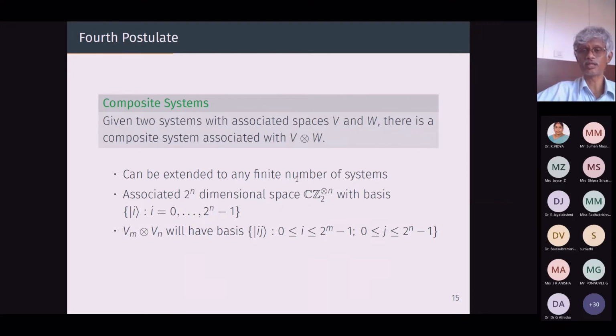Then this ket |φ_ij>, where i is ranging from 0 to 2^m - 1 and j is ranging from 0 to 2^n - 1, gives a basis for this V_m tensor V_n. So if you have an m-qubit system and an n-qubit system, how do you get an (m+n)-qubit system in that sense? We take all the ij's, with i ranging from 0 to 2^m - 1 and j ranging from 0 to 2^n - 1. So this ket |φ_ij> gives a basis for this tensor product.